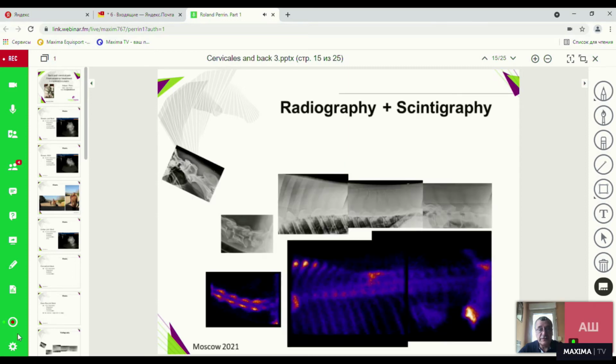Now, with the evolution of the computer, you can compare the X-ray and the scintigraphy.